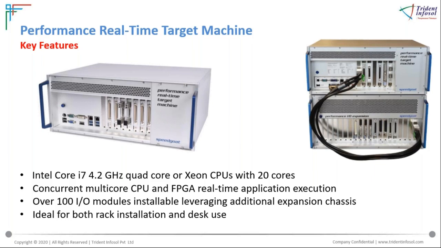So you can connect the expansion chassis to the main target machine in order to increase the number of IO slots. And both of them will be connected through an InfiniBand cable. So both machines will act like a single machine. It will no longer be 2 different boxes, but just like a single machine.